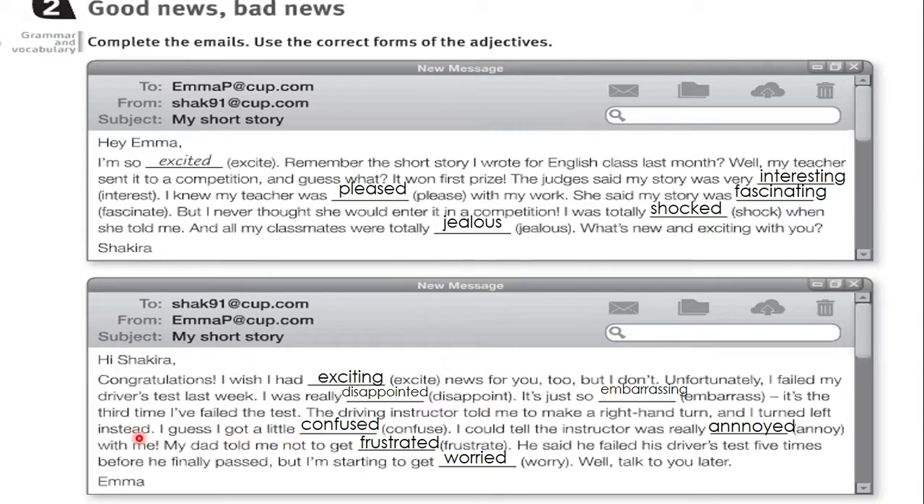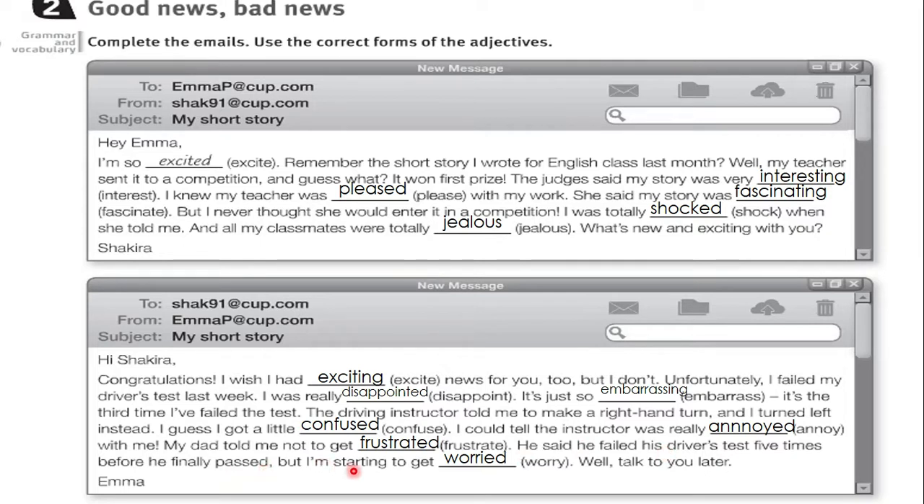"It is the third time I have failed the test. The driving instructor told me to make a right-hand turn, and I turned left instead. I guess I got a little confused." This is how she felt. "And I could tell the instructor was really annoyed." So this is how the instructor felt with me. "My dad told me not to get frustrated," yeah, because she was frustrated, so this is how she felt. "He said that he failed his driver's test 5 times before he finally passed."